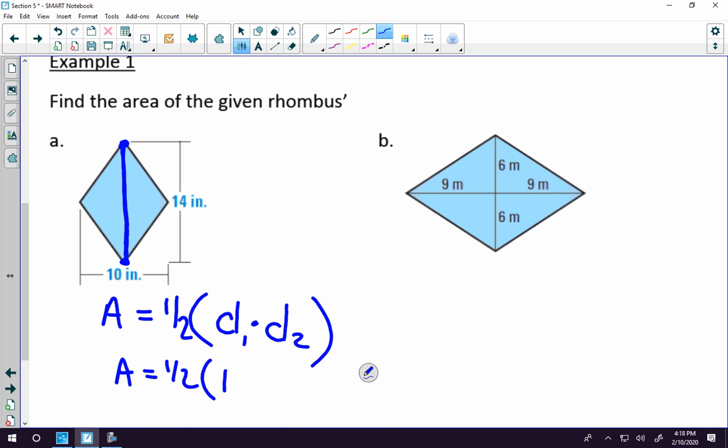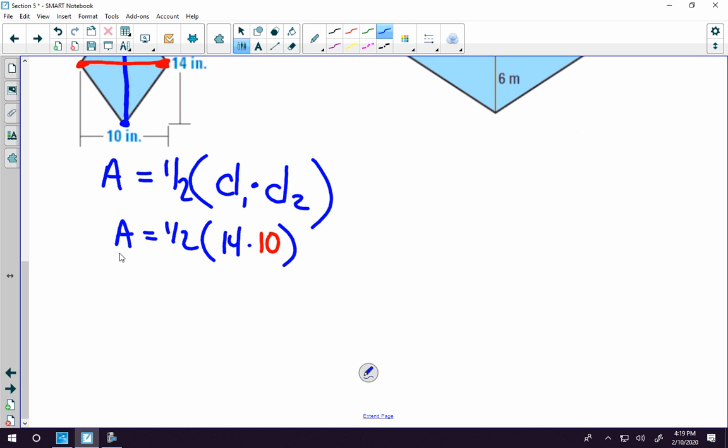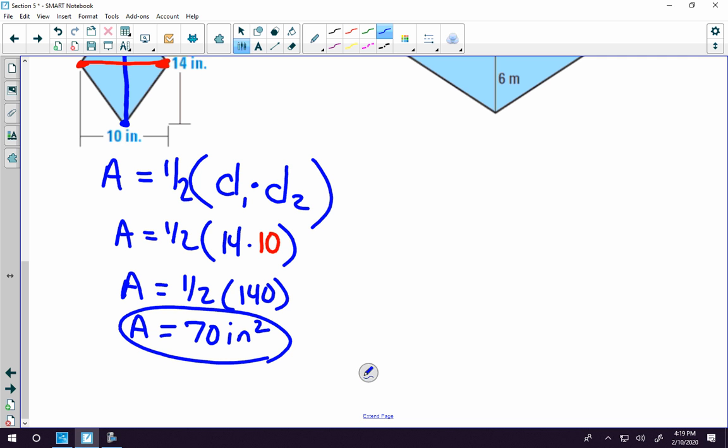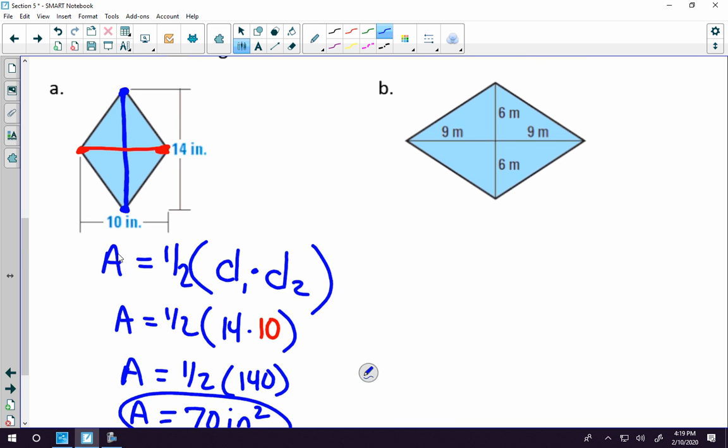Okay, so we're going to take 14, then we're going to find the length of the other diagonal, which would be 10 inches. We're going to take 14 times 10, which is going to give us 140. Then we'll take half of that. So a half of 140 is 70. So the space inside of this rhombus is 70 square inches. Or if you were making a kite, you need 70 square inches of material to make your kite. Okay, let's go back. Let's take a look at example B.